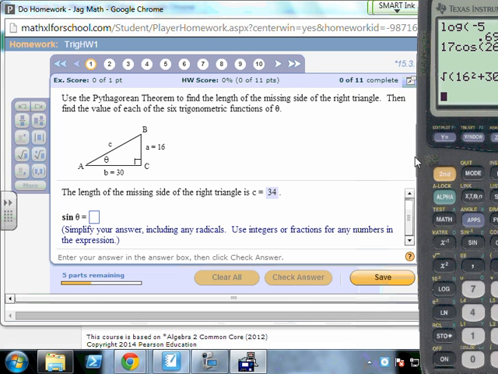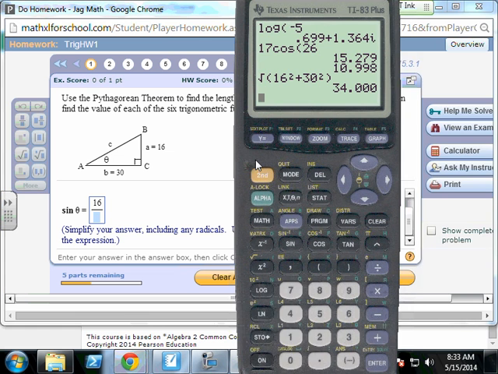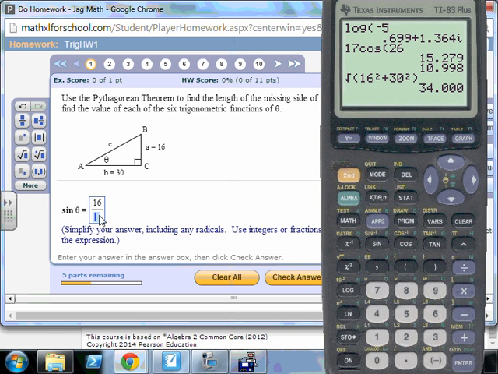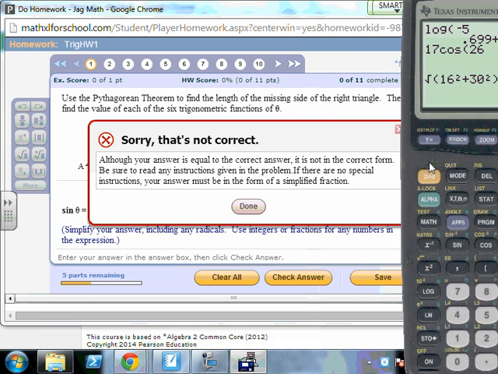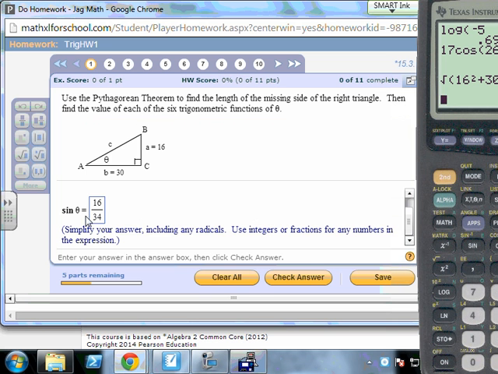The sine of theta. Sine's what? Opposite. So what's opposite theta? 16. What's the hypotenuse? Well, we just answered it, right? It's 34. Question, do we have to reduce? Well, let's check it like this. It says, nope. Although your answer is equal, it's not in the correct form. Be sure to read any instructions given. Simplify it.